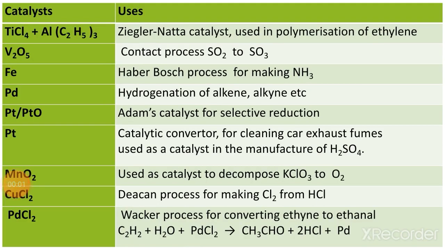So dear students, look at the table. This table contains catalysts and the fields where these catalysts are used. Here some important catalysts and their uses are given. So look at here. First, TiCl₄ plus Al(C₂H₅)₃. This is known as the Ziegler-Natta catalyst, and for this catalyst he got the Nobel Prize. He used this catalyst in the polymerization of ethylene, that is, the preparation of high density polyethylene.